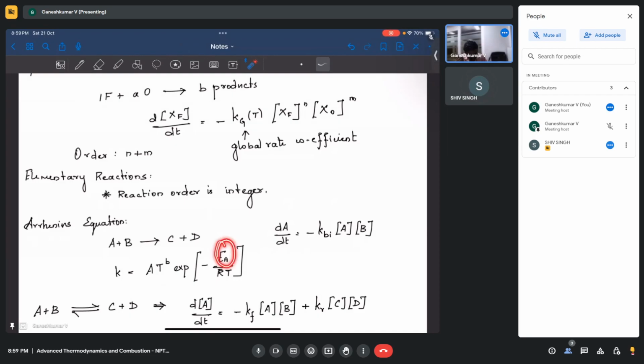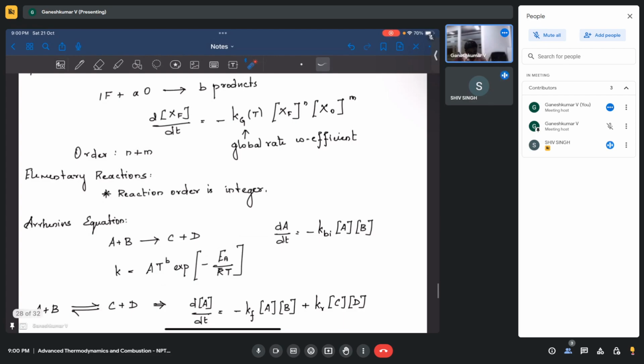And if the activation energy EA is high, let's say fuel and oxidizer are colliding. Upon collision, it cannot give you product, right? It needs to have enough energy in addition to collision. That is what this activation energy is. If the activation energy is high, then all the collisions will not lead to reactions. Only some collisions, in which very fast fuel and oxidizer come and collide, will react.